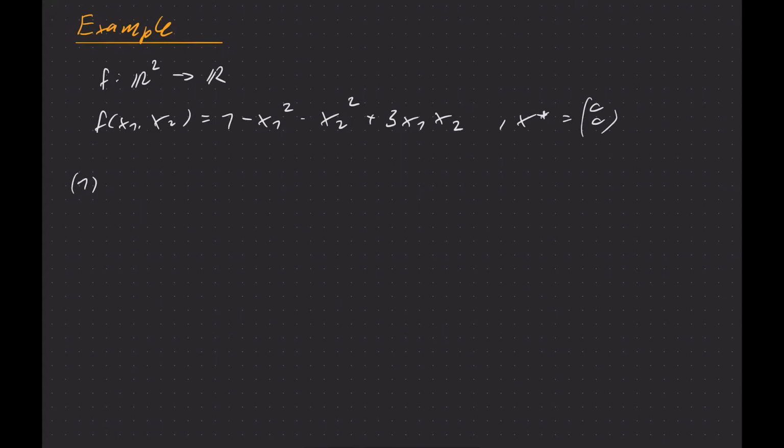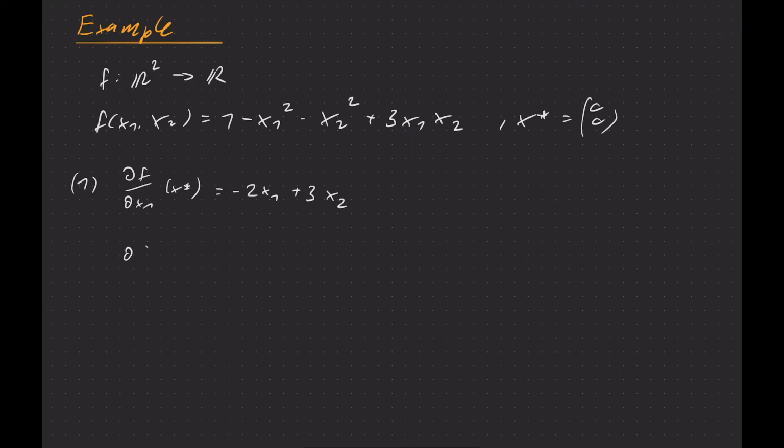Let us first have a look at the partial derivatives of that function. So df dx1 at x star. Differentiating that function with respect to x1 basically means we treat x2 as a constant. So every term that involves x2 only will vanish with the differentiation. Every term that also involves x1 will be differentiated according to the usual rules. So what we get is minus 2x1 plus 3x2.